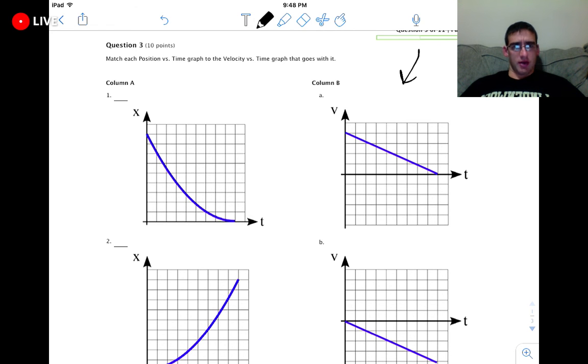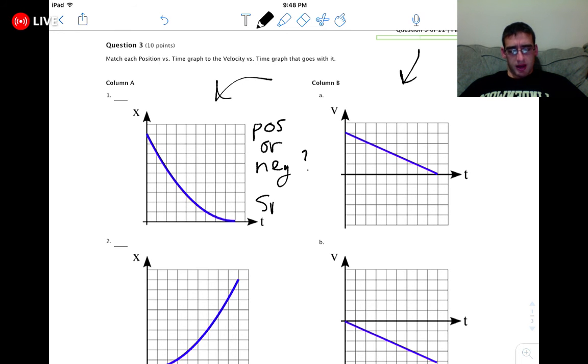which velocity graph from column B goes with each graph from column A. So there's two things to focus on here, and this is what your remediation is going to have you do as well. Okay, so I want to know, is the velocity positive or negative? And then I also want to know speeding up or slowing down. Okay, so for each one, I'm going to answer those questions, positive or negative, speeding up or slowing down.